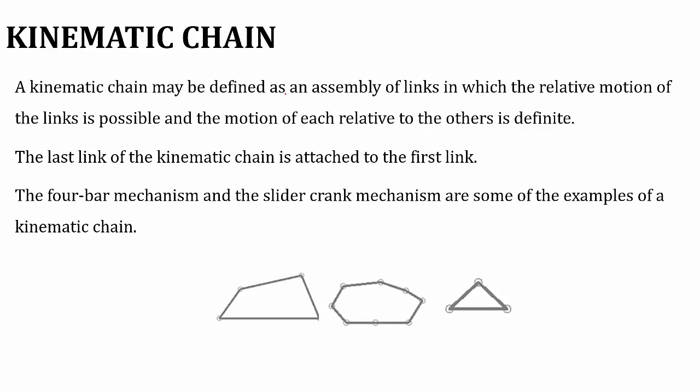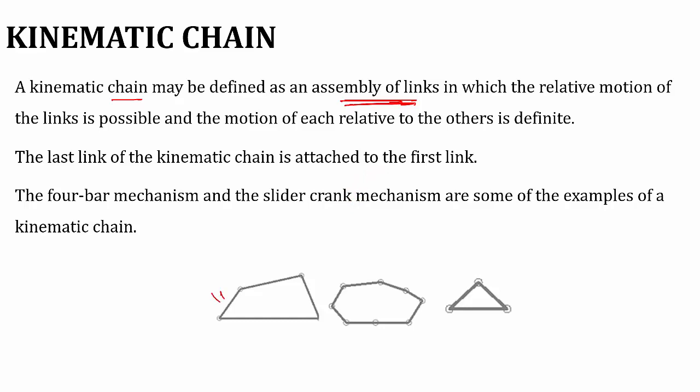Then kinematic chain. So what is a kinematic chain? The kinematic chain may be defined as the assembly of linkages. So this word is very important. The kinematic chain is an assembly of linkages so that the motion from one link is transmitted to another link. Okay, so just imagine your bicycle chain. The motion from one link is transmitted to another link so that it forms a complete chain. And the last link of the kinematic chain is attached to the first link. You can see the image.